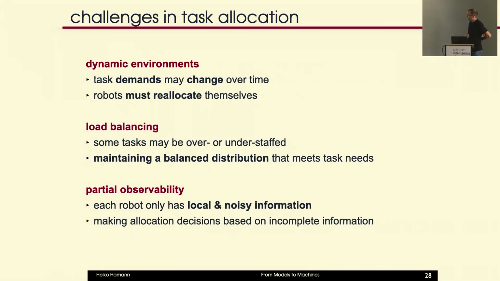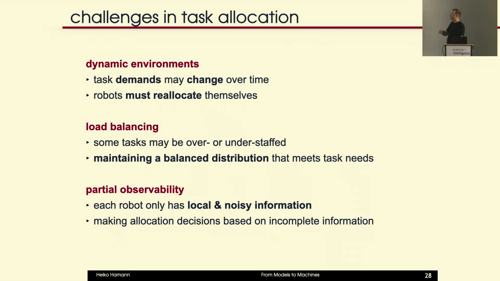Speaking of challenges, the environment could be dynamic, right? So whatever worked in the last hour might not work in the next hour. And you might need to reallocate. Even if you found a good allocation of robots to tasks, you might need to rework that later. Load balancing, right? You always have supply and demand, and there might be moments when a certain task is understaffed, for example, and then you want to assign more robots to that at the cost of another task.